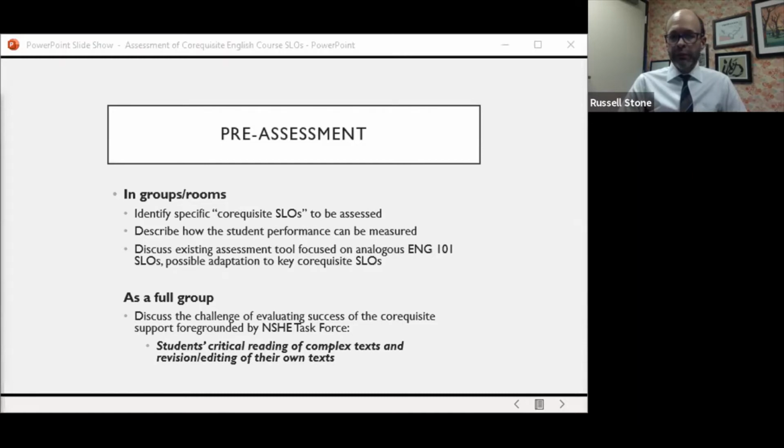The second objective is to identify assets and challenges. Now, this can include assessment tools, it could be resources, it could be campus partners. I'm sure you have other things in mind. My hope is that no one has to build an assessment plan from scratch for the co-req model, but if you do, we're certainly here to help.